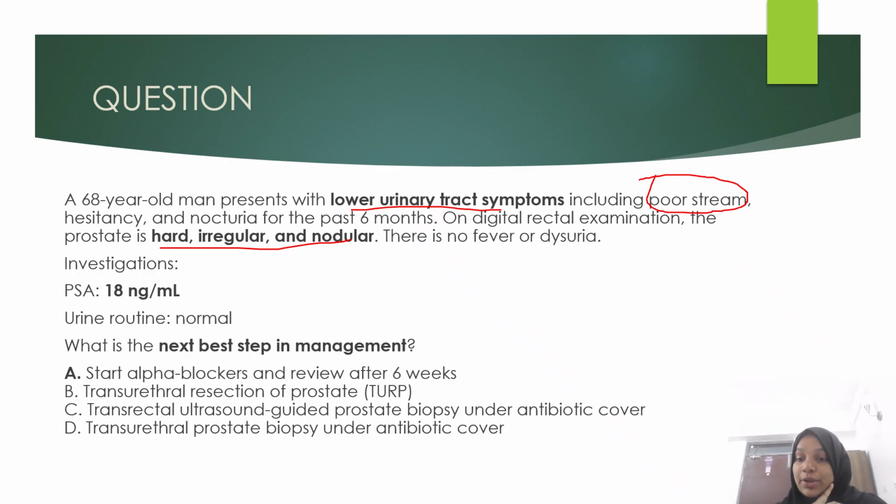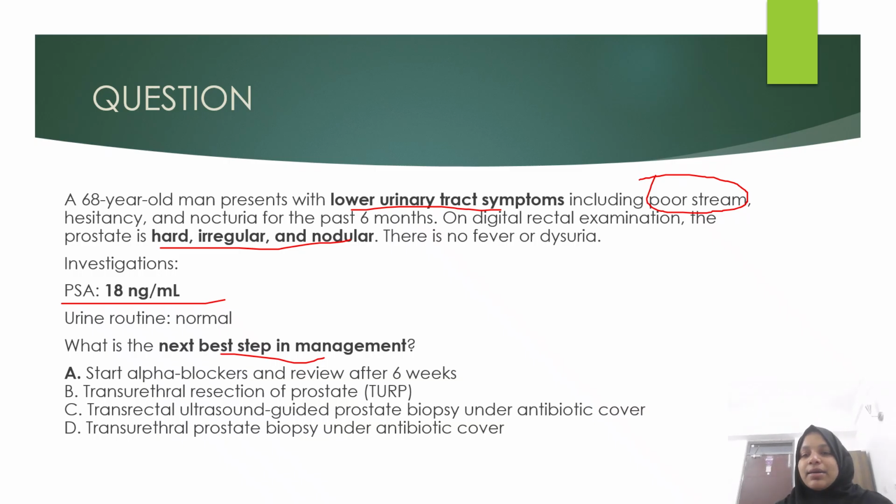It's hard, irregular, and nodular, but there is no fever or dysuria. So there is no active infection in the prostate gland. The PSA is elevated. PSA usually can be elevated in prostatitis also, but here the patient has no fever, no dysuria, and the DRE finding, digital rectal examination finding, is also suggestive of some changes in the prostate, which is irregular and nodular mass. Urine routine is normal. What is the next best step in management?